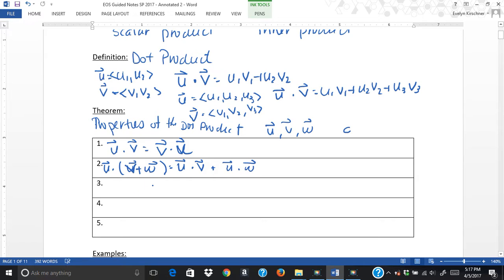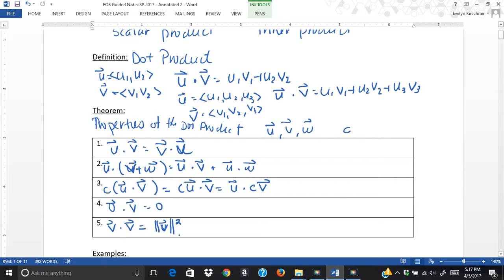And if I multiply the dot product by a scalar, it's the same as doing c times u and then doing a dot product with v, or doing u and taking the dot product with c times v. And the dot product with the zero vector is always zero because all the parts of the zero vector are zero. And the other thing that's interesting is if I take the dot product of something with itself, it's just the magnitude of that vector squared.